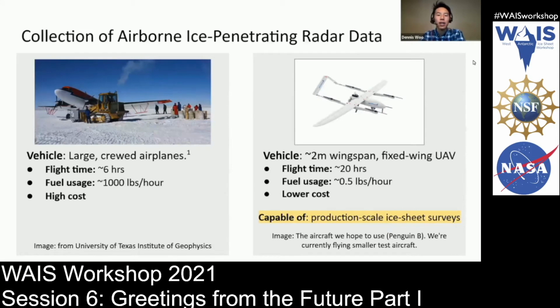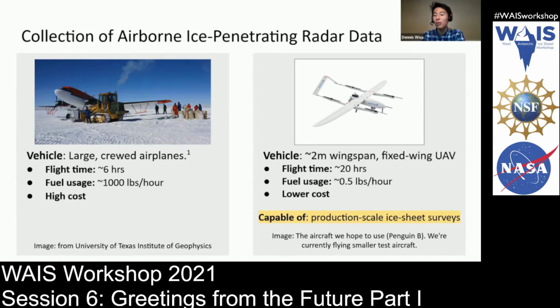Currently, ice-penetrating radar data is collected from large crewed airplanes. There's an example of what one looks like here from the University of Texas Institute of Geophysics. The flight time of one of these planes is around 6 hours, which is limited by the pilots and the crew. And downsides of this method of collection are a high fuel usage at around 1,000 pounds per hour and an overall high cost. One alternative that Thomas had worked on previously was using an unmanned aerial vehicle instead.